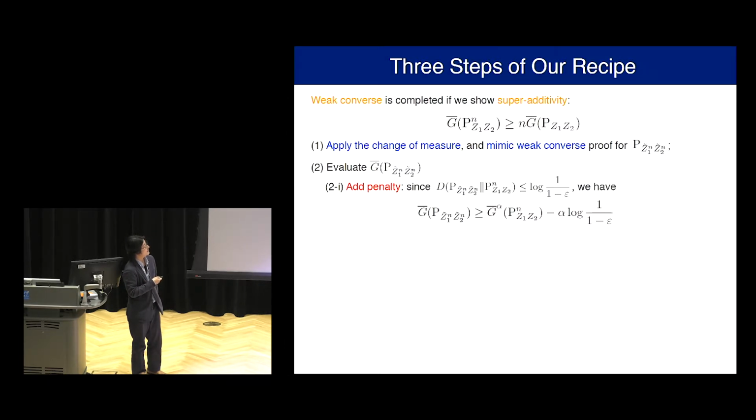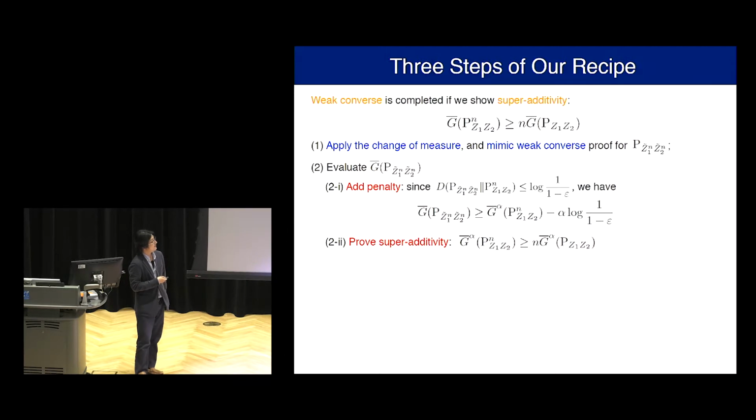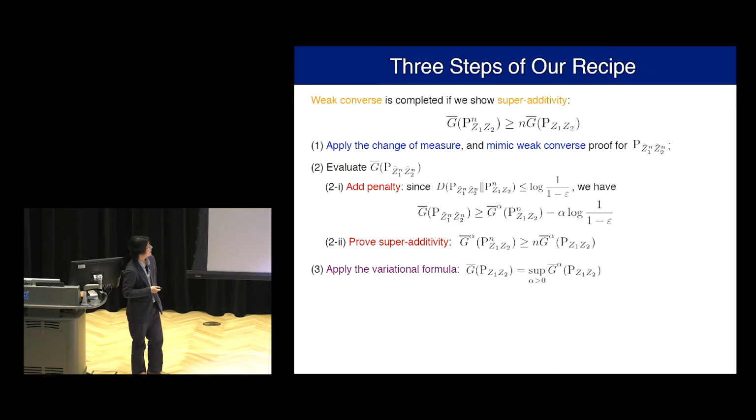As I said, the divergence between the changed measure and the original measure is not too large, so we add a penalty like this. And then we prove superadditivity of this penalized formula. Usually we can do this. And then we apply the variational formula, that is taking the limit of the penalty, and we recover a tight strong converse bound. That is the flow of our recipe.